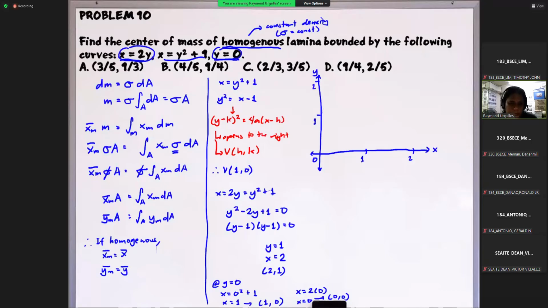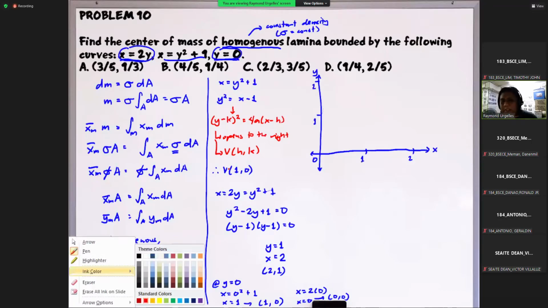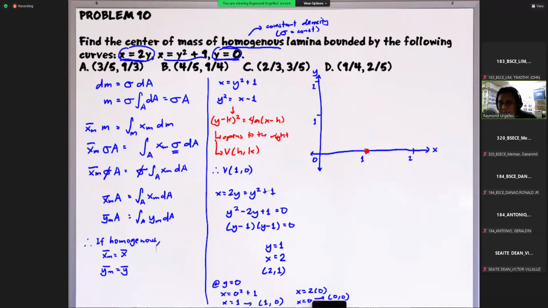So again, first is the vertex of the parabola. That's at 1, 0. That will be this point. Diba? Tapos yung intersection niya with respect dun sa line natin, that is the point 2, 1. So that will be this part. Okay? So ibig sabihin, this will be our parabola. So kalahati lang yung concern natin dito. Okay? So kasi yan lang yung involved dun sa parabola natin.